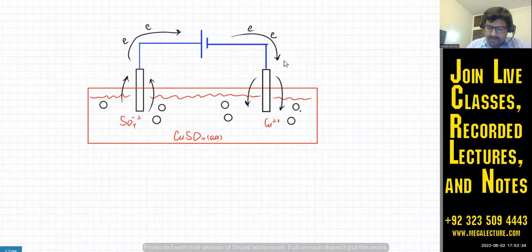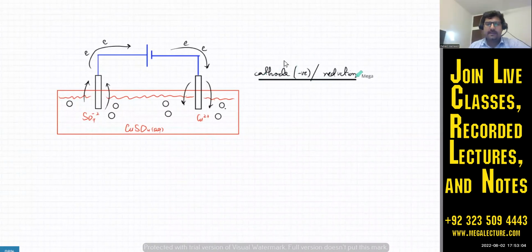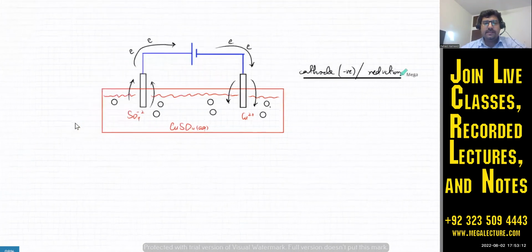I'll add what a cathode does. This side is the cathode, and the cathode has a negative charge on it, which is why it attracts positive ions. And what happens? Reduction happens. Anyone who reaches the cathode, reduction will happen to it, which means it's going to gain electrons. If you look over here, the electrons are coming, and whoever comes here is going to gain electrons. And whoever is on the other side is going to lose electrons.